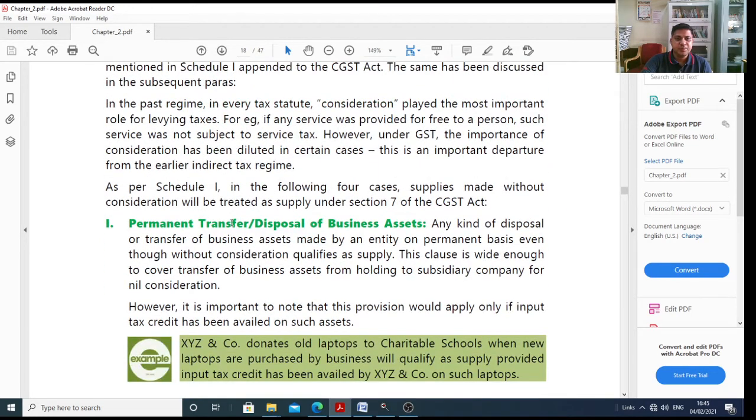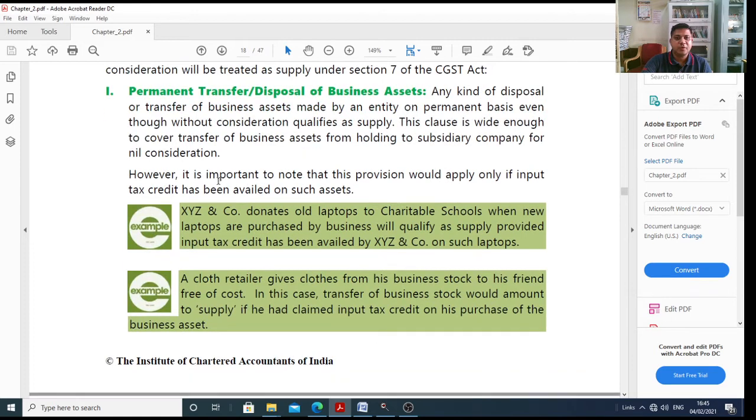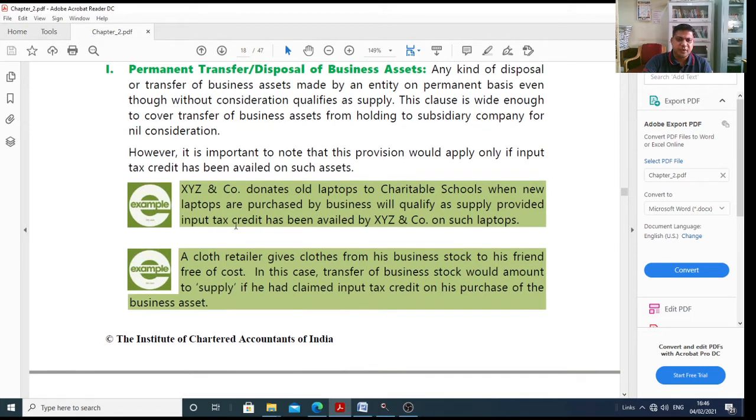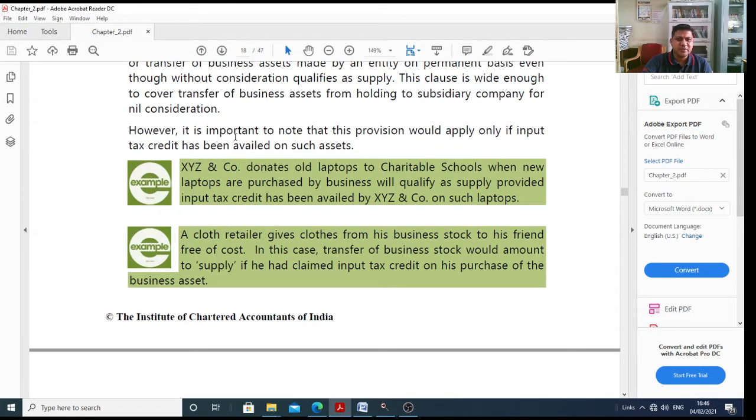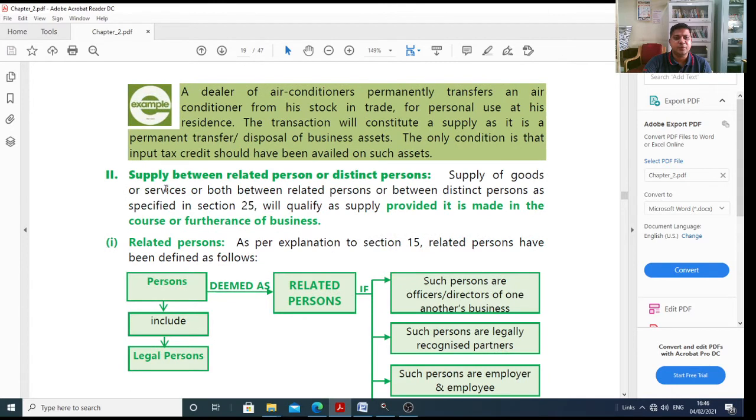Then sometimes it is a permanent transfer or disposal. Now we will talk about this: XYZ company donates old laptops to a charitable school. When new laptops are purchased by the business, it will qualify as a supply provided input tax credit has been availed on such laptops. Now these are particular examples of input tax credit. Input tax credit, what is this, that we will discuss afterwards.